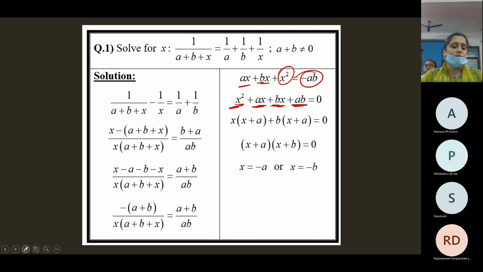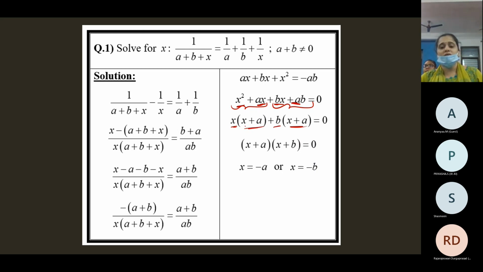And here we have 4 terms, of which one is an x square term, 2 x terms, and 1 constant. So we know we can proceed ahead by grouping the first 2 terms and the last 2 terms. So x is common, b is common, x plus a and x plus b. X plus a is equal to 0, so x is equal to -a. X plus b is equal to 0, so x is equal to -b. Simple. You just have to make the right start.